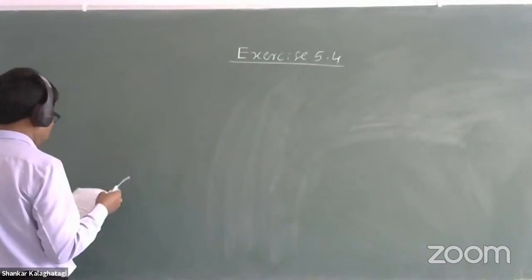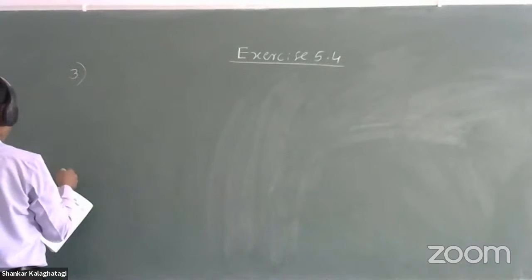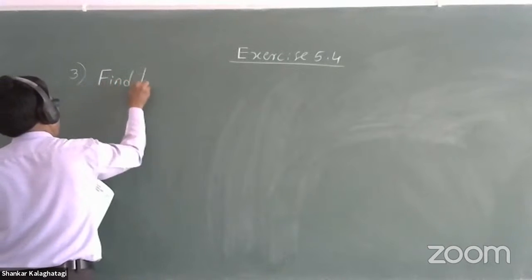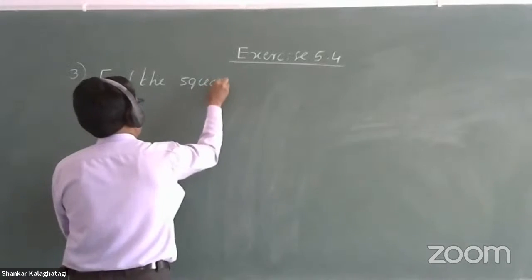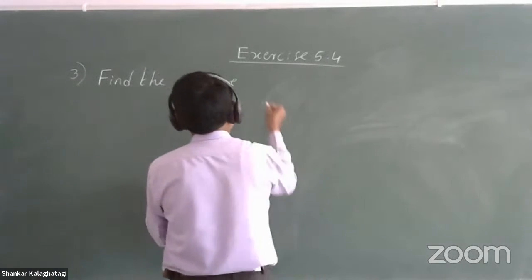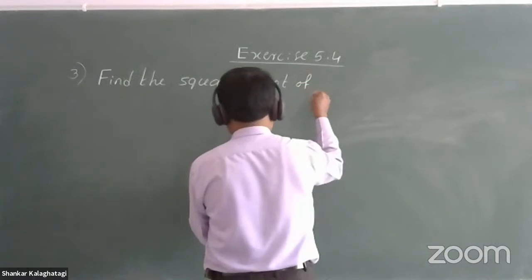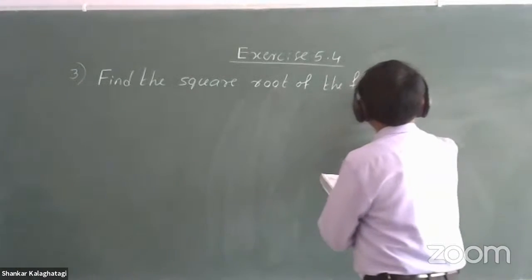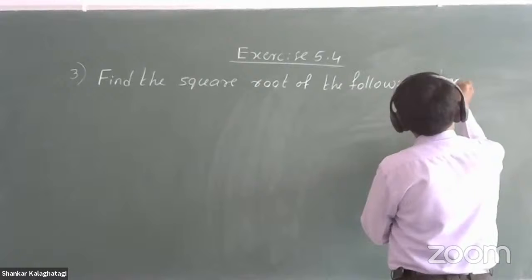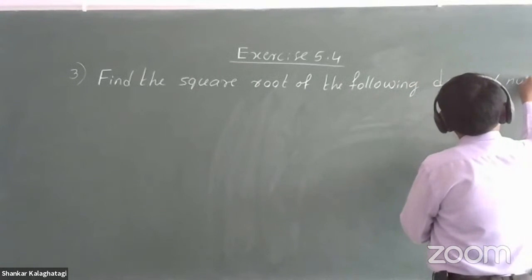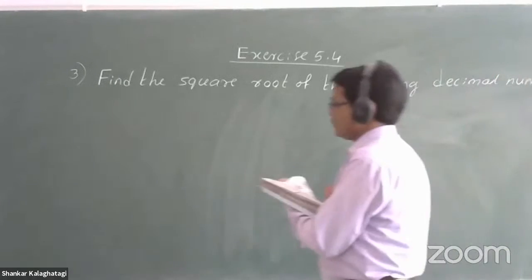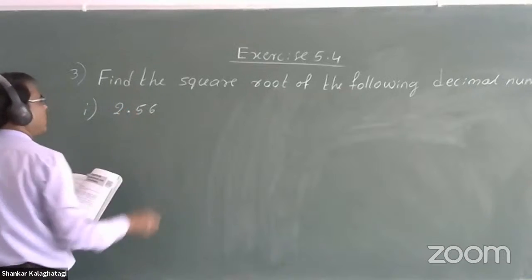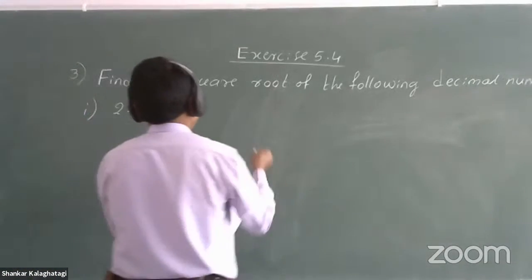Now, exercise 5.4. Third main. Find the square root of the following decimal numbers. Sir, I have done all the problems in the third main. Okay. I should see everybody now. First question, 2.56. Sir, that is over already. Okay. Yes, sir. Then the second one we shall do.